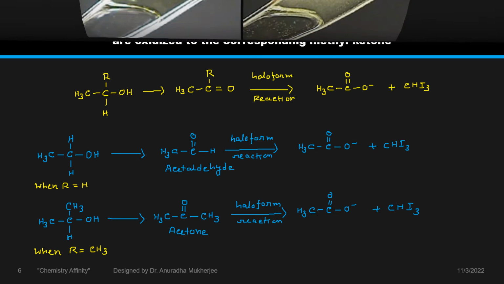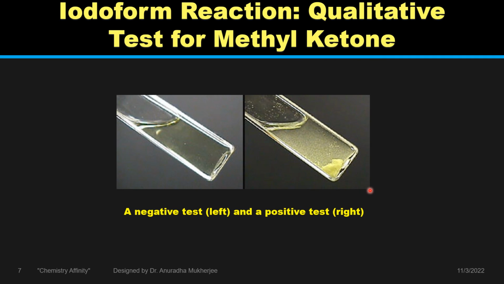As I have already mentioned, iodoform reaction is one of the well-known qualitative tests for methyl ketone. So during this reaction, if you get a yellow coloration, that solution becomes yellow, then it's a negative test, so you should repeat the test. But if you are getting a yellow precipitate, then it is showing a positive iodoform reaction.